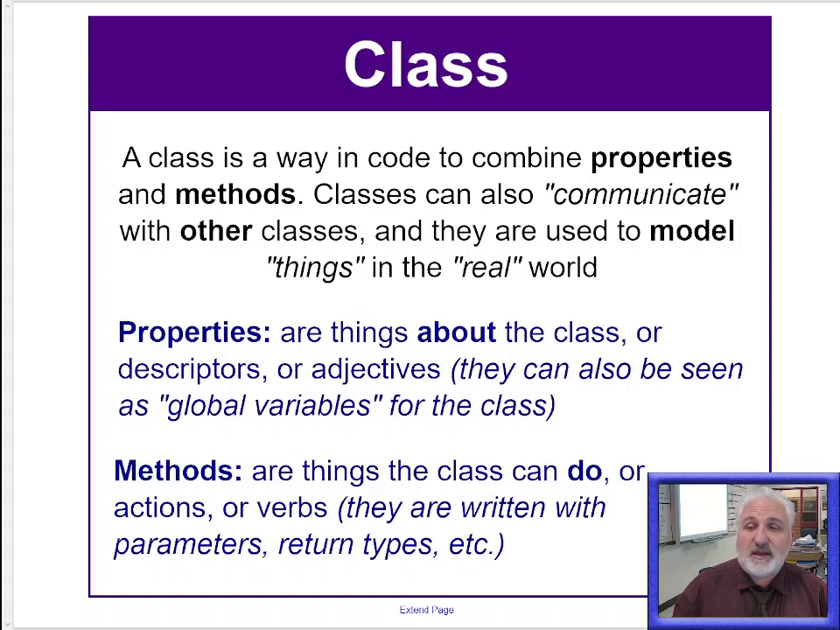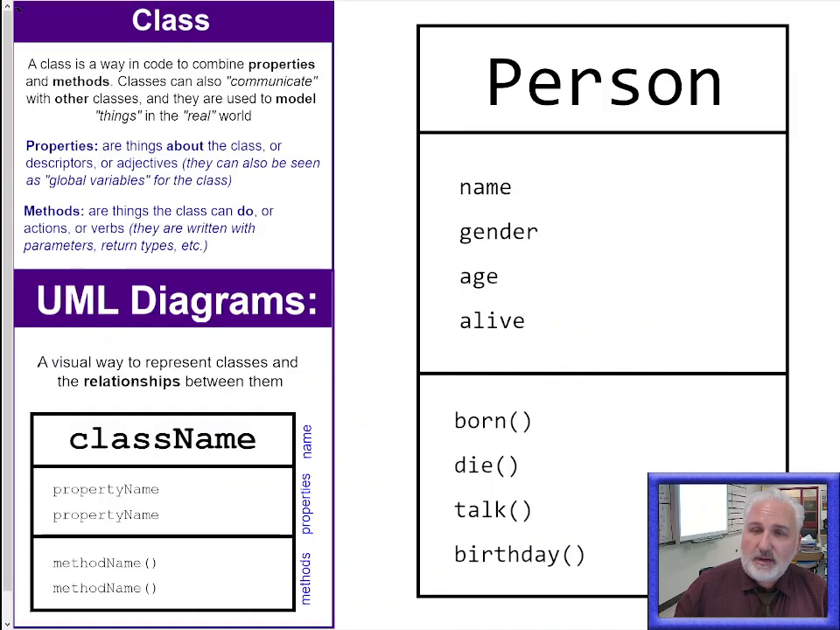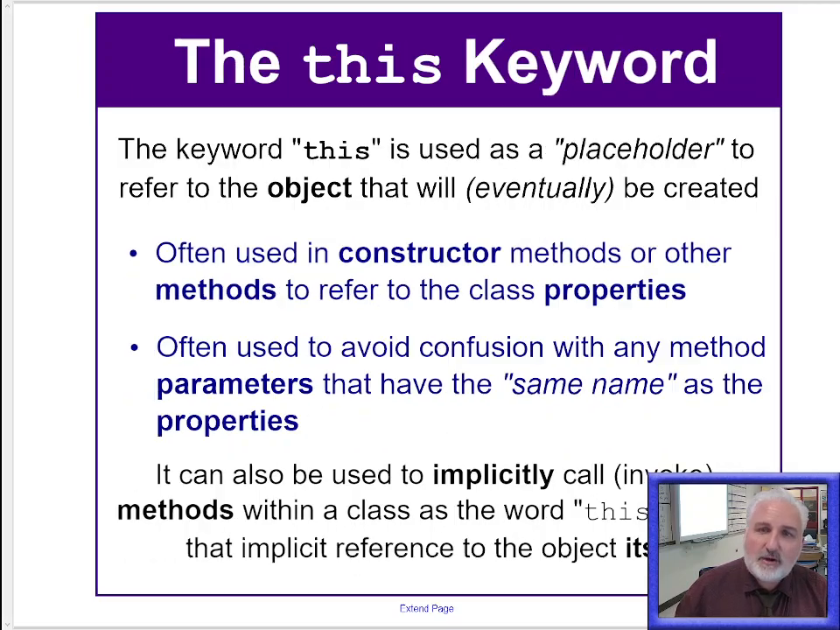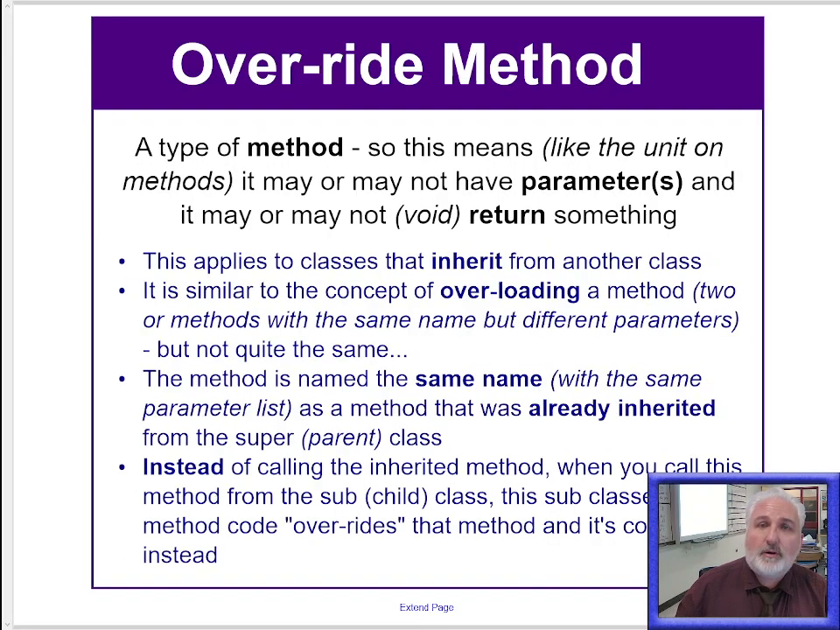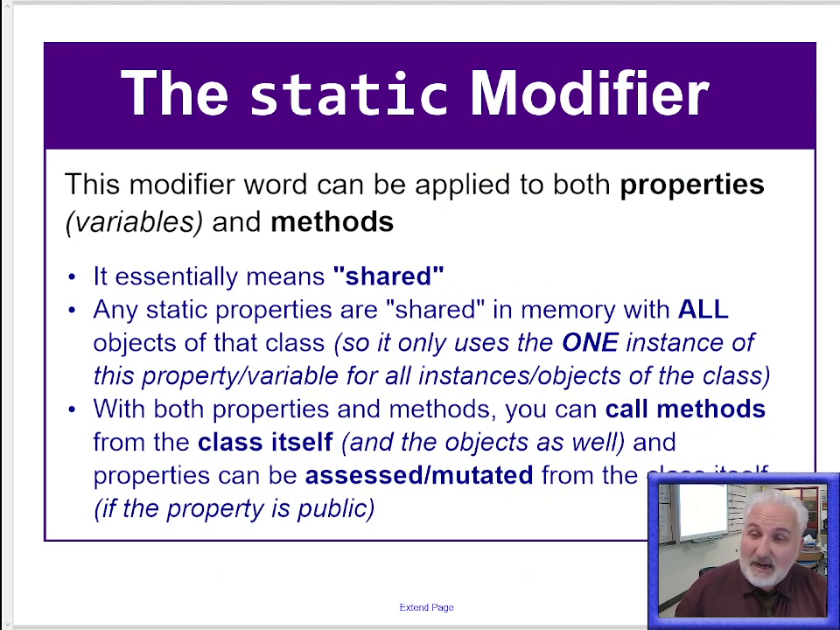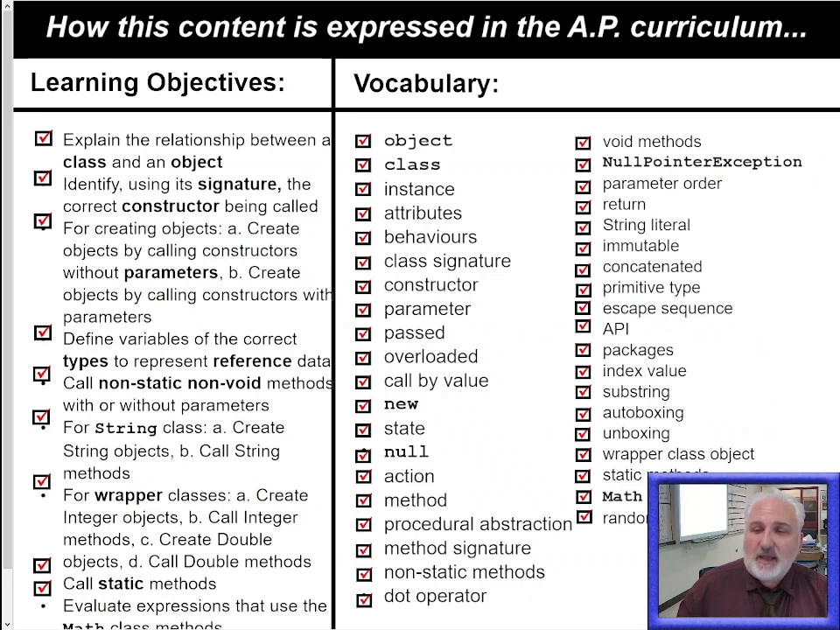Again, you can look through this stuff in terms of what a class is. We've already covered that. You could even sort of look at this in more detail with specific examples, even things like UML diagrams, if that's useful to you, although that's not formally part of the AP curriculum. You could, again, look at things like constructor methods, the this keyword, overriding methods, the object class, the static modifier, and that would kind of go over a lot of that content. So feel free to go into various resources, including this video, to find that, or contact me if you have any questions.